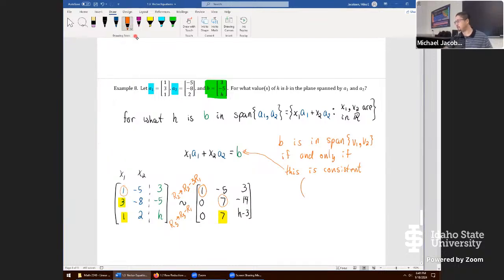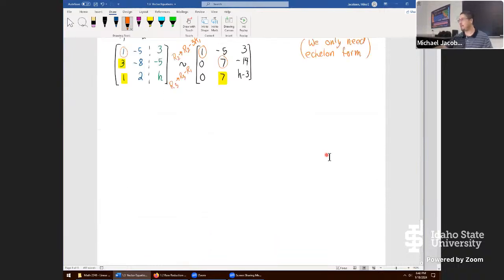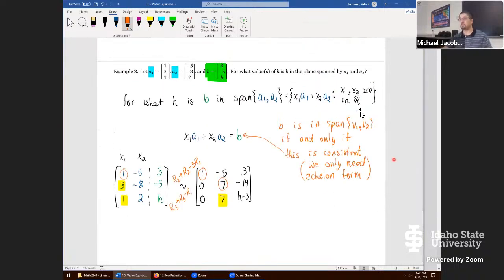Let's put it here. We only need echelon form. So we're using lots of echelon form, but don't worry, reduced row echelon form is going to come back with a vengeance whenever we're dealing with linear independence. It does come back. Well, let's take a look at this.